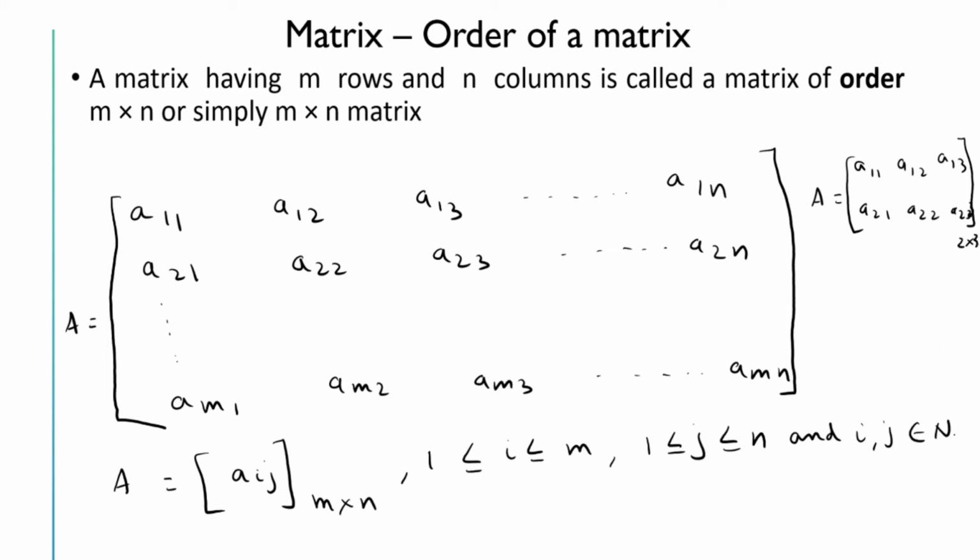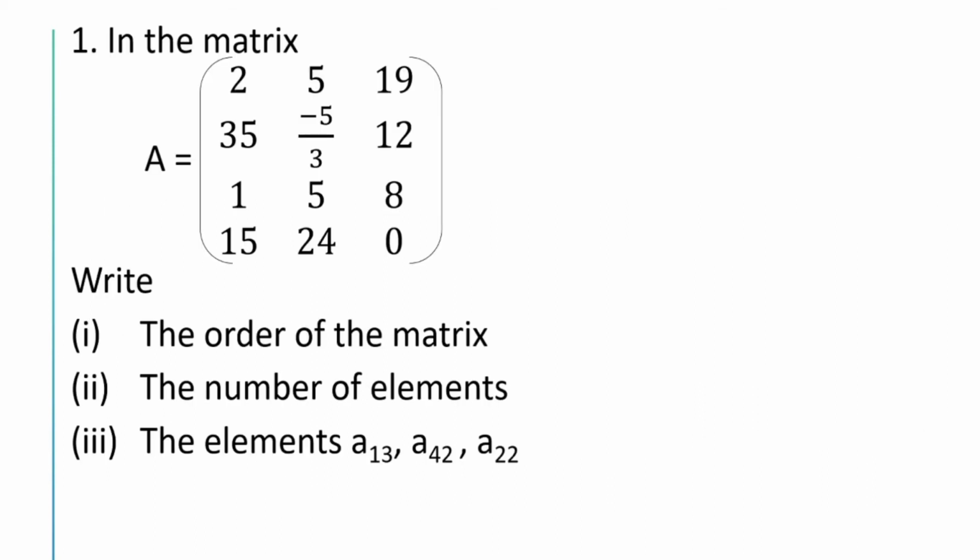Now let us see an example. In the matrix A is equal to 2, 5, 19, 35, minus 5 by 3, 12, 1, 5, 8, 15, 24, 0. Write the order of the matrix, the number of elements, and the elements A13, A42, A22.